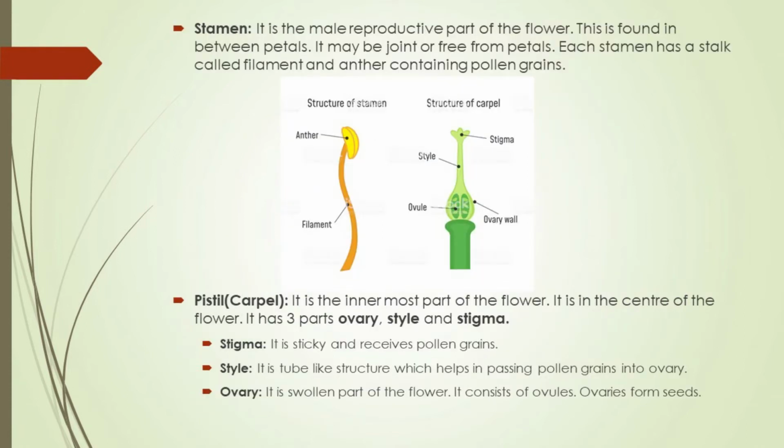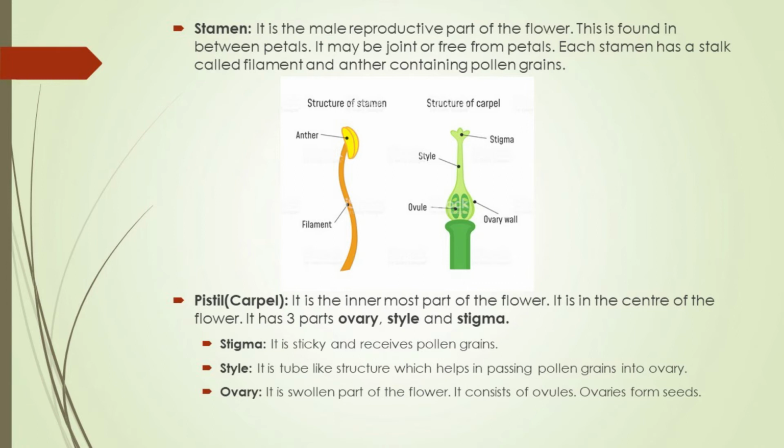Now, next is stamen. Stamens are found just inside the petals of the flower. They are usually 4 to 6 in number. The stamen is the male reproductive part of a flower. Each stamen consists of a thin stalk called filament and a two-lobed head called the anther. Each anther lobe has two pollen sacs that are filled with pollen grains. Pollen grains are mostly yellow, fine dust-like particles which contain the male sex cells of the flowering plants.